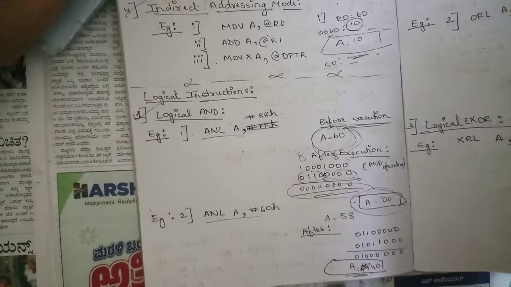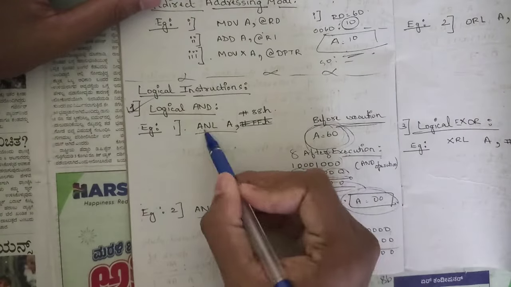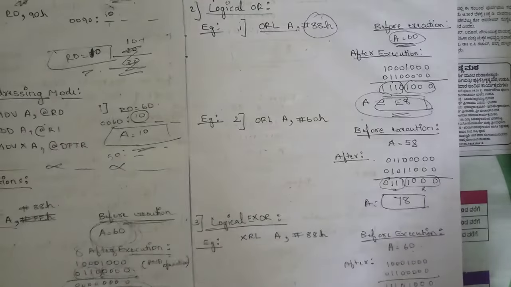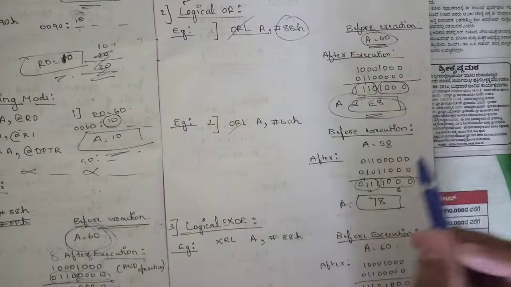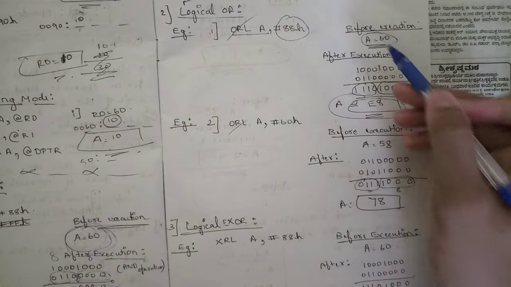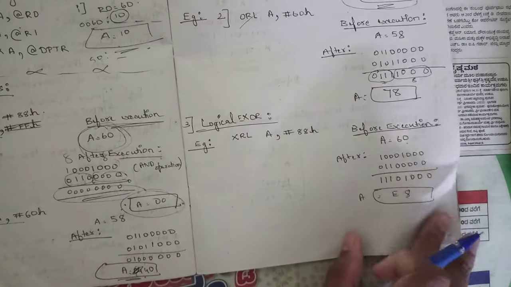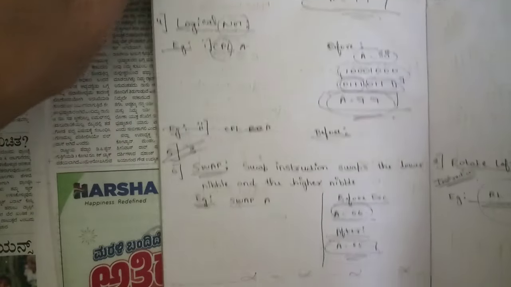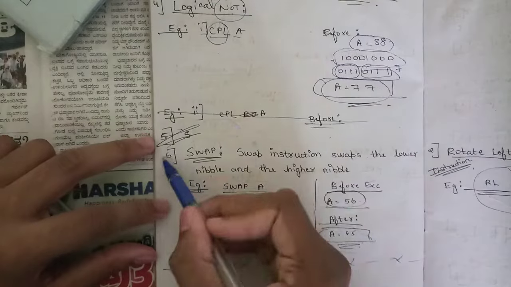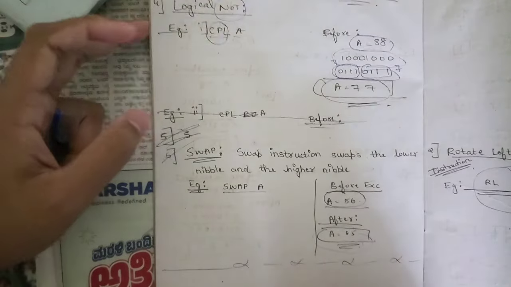Also, they might ask you to explain some of the logical instructions. Logical AND, its opcode is ANL. Similarly logical OR, its opcode is ORL, and this is the example. They would give data before execution and after execution. Logical XOR, so please pause the video and refer to it. And logical NOT. The last instruction is very important, that is the swap instruction. These are the 5 logical instructions to be used.